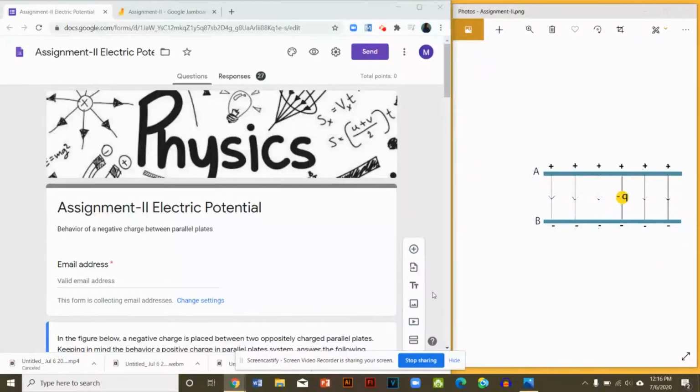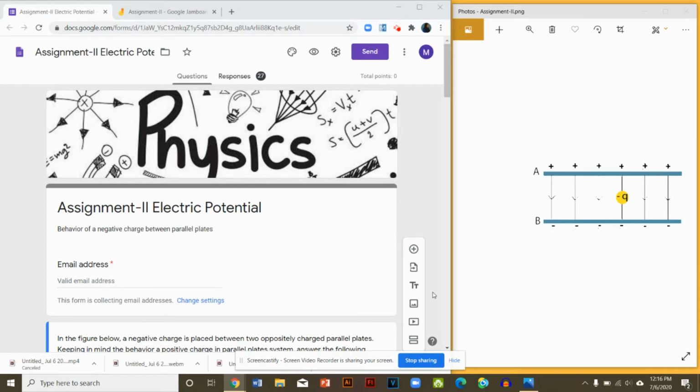This is the solution of your second assignment of physics, which was based upon electric potential and electric potential energy. And in lecture 6 of your physics Zoom classes, you have studied the behavior for positive charge between two oppositely charged parallel plates. And in this assignment, you are going to solve the questions regarding the behavior of a negative charge in oppositely charged parallel plate system.